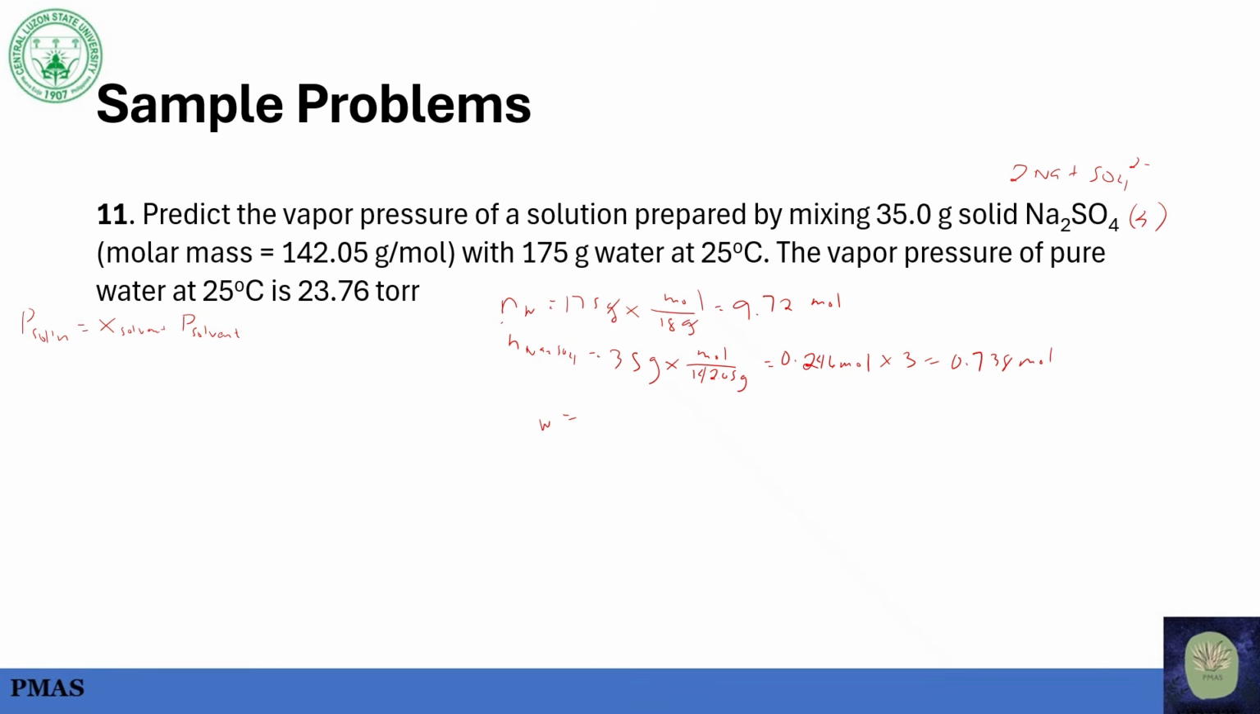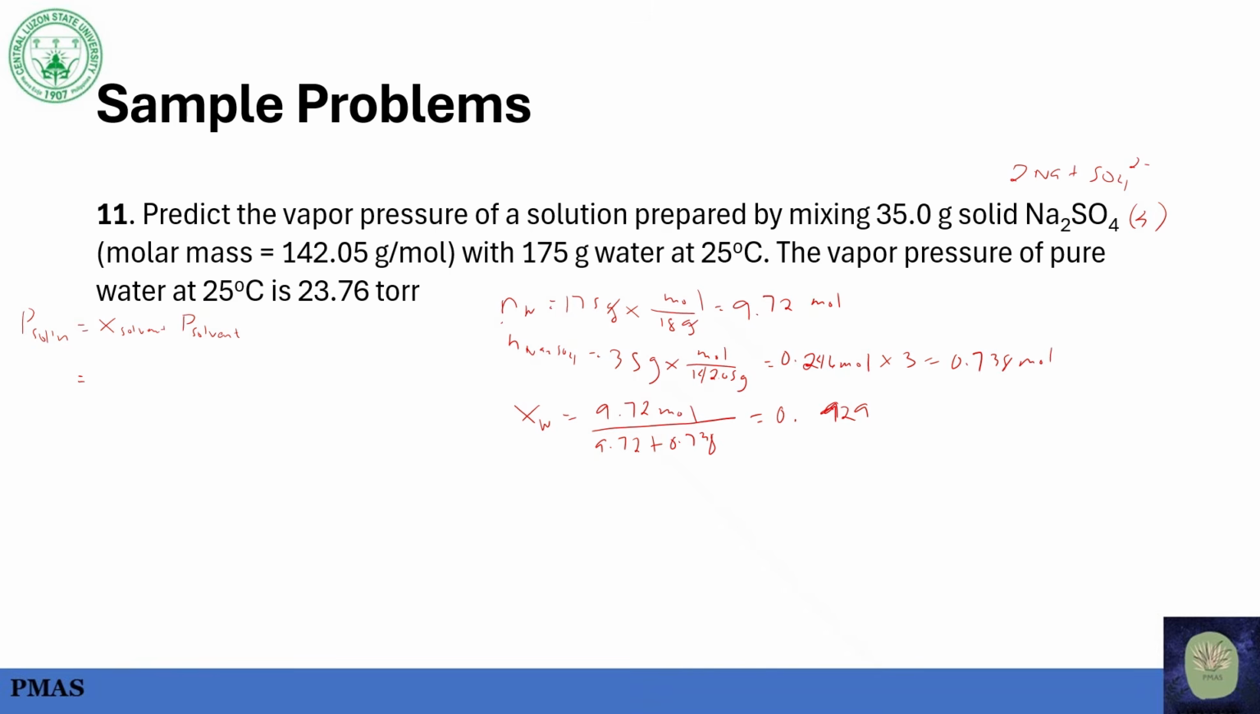Now, to solve for the moles of water, the mole fraction, rather, the mole fraction of water is the moles of the water divided by the combined moles of the water and the sodium sulfate, which the mole fraction would be 0.929, right?